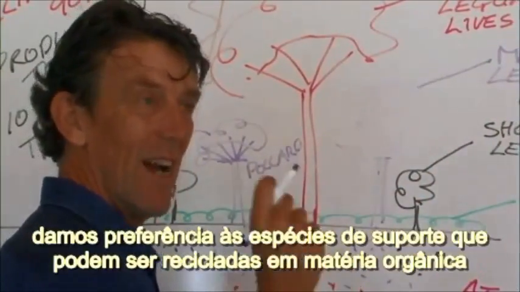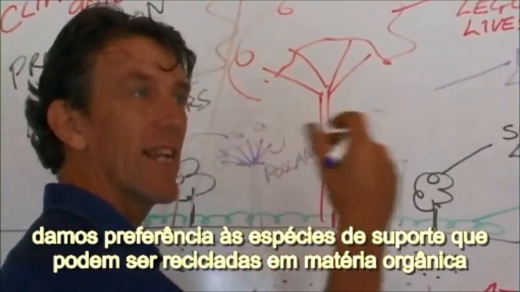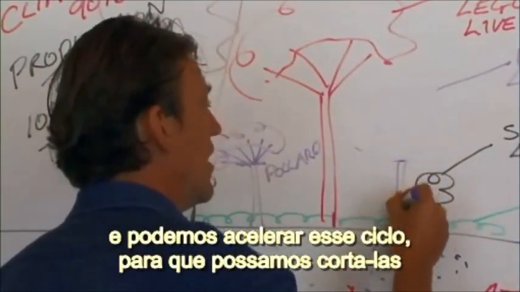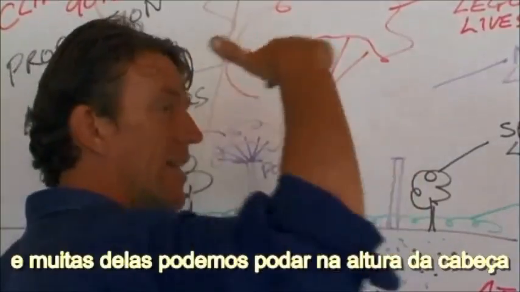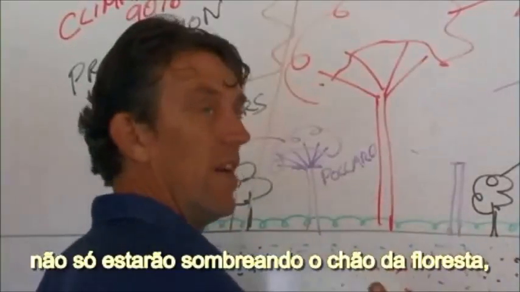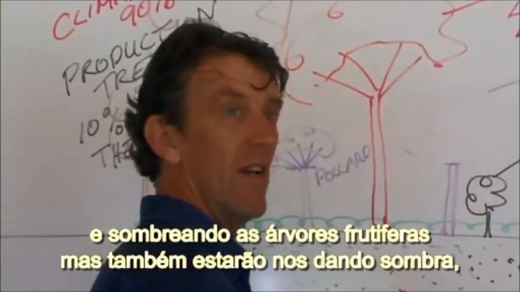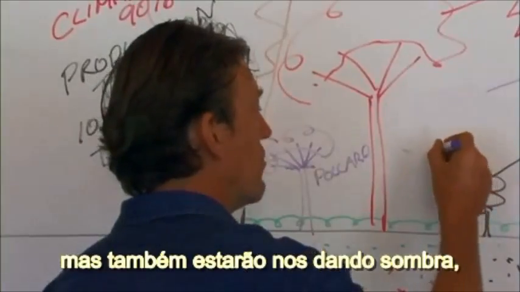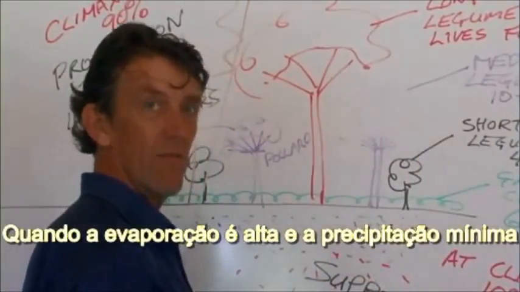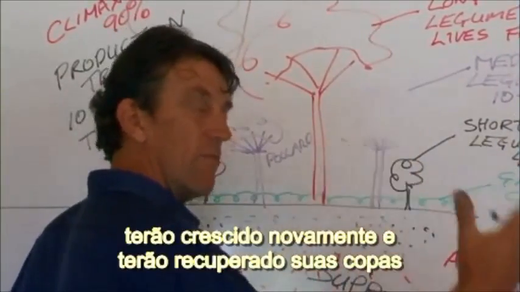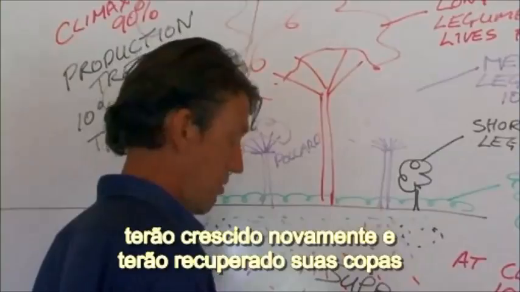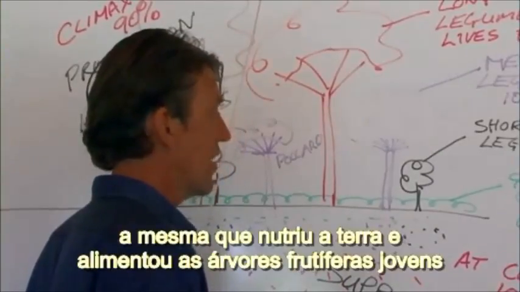Our preference of support species is that they can be cyclers of organic matter, and we can speed that cycle up. So we can cut them, and a lot of them we can cut at head high, so they become our shade umbrellas. They're not only shading the forest floor and they're shading the fruit trees, but they're actually shading us too. And they will regrow again. Now if we time it right, when the evaporation is high and the rainfall is diminished, they've grown back and they've got their cover over the top, which will nurse the ground and nurse the young fruit trees.